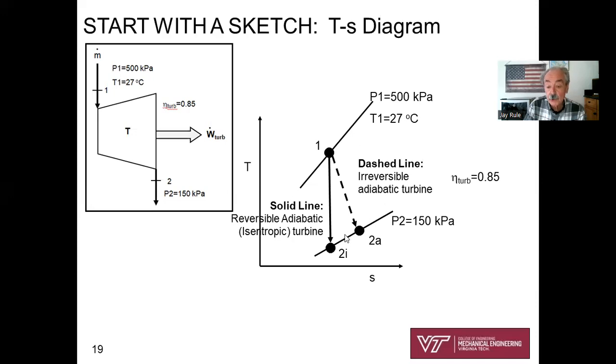So we're going to show two lines of constant pressure, two isobars, one at 500 kPa and one at 150 kPa. The 500 kPa isobar is steeper than the lower pressure. These are curved lines, but not very curved. We're going to show the isentropic process. That's what we're going to analyze first, the solid line, reversible adiabatic. We're going to show the dashed line, that is the actual process.